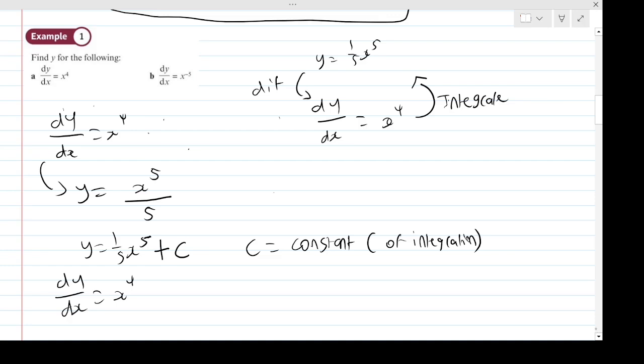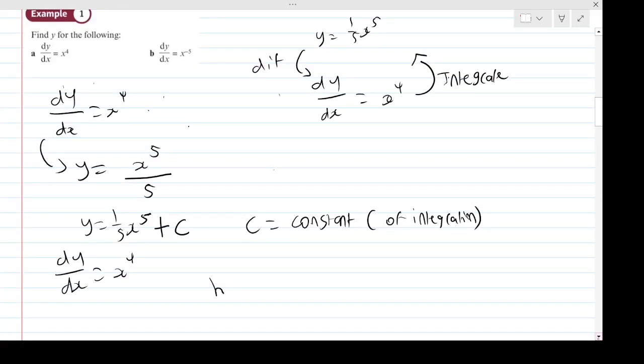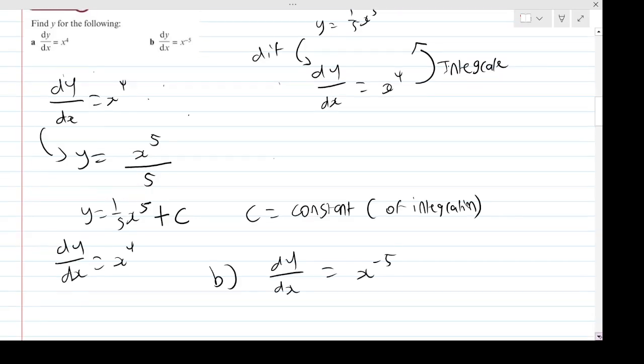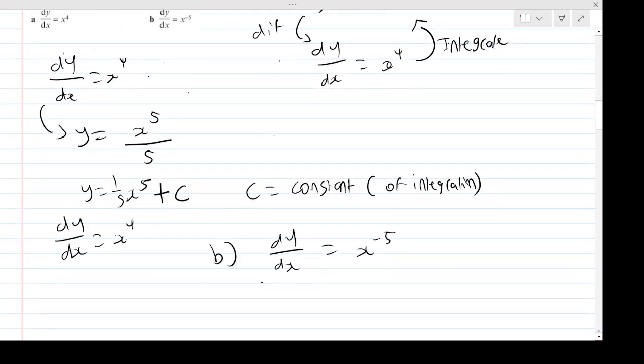So, let's have a look at part B then. Part B, we now have dy dx is x to the minus 5. Again, we've got the derivative. If we want to go back to y, instead of differentiating, we're going to need to integrate.